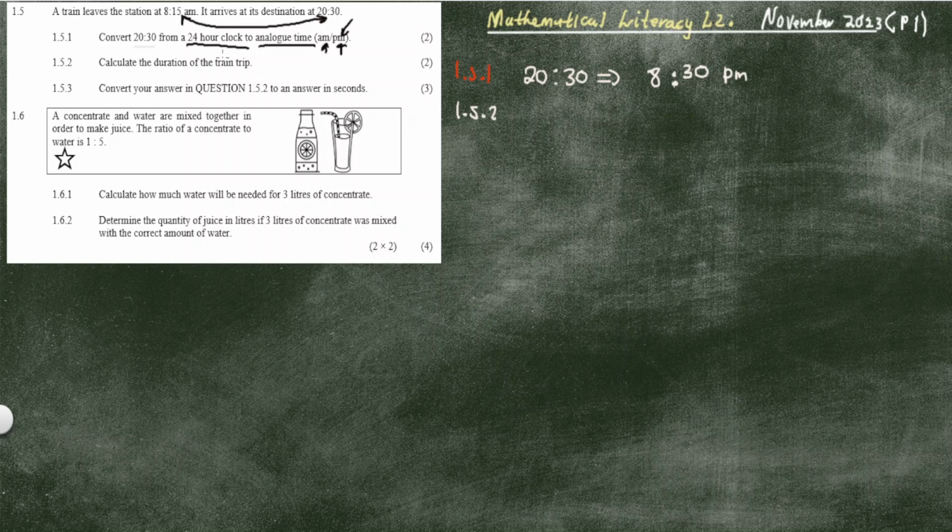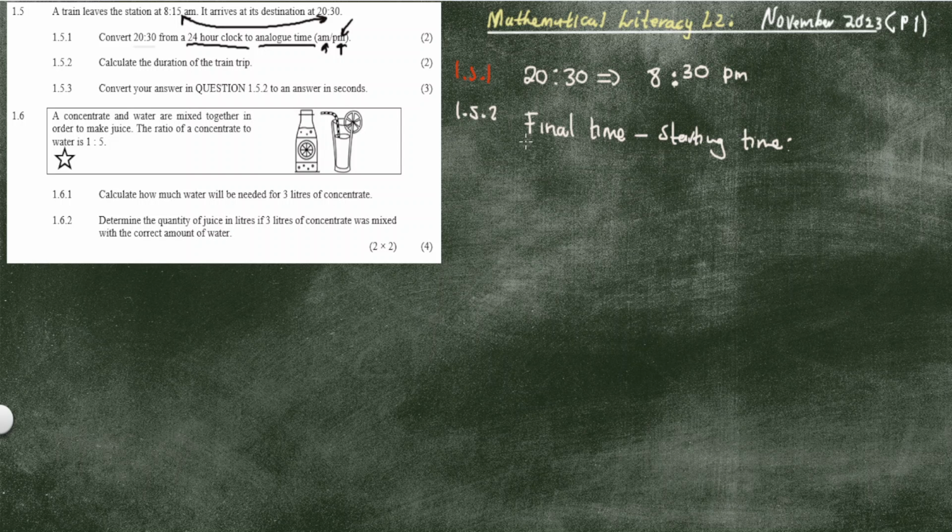1.5.2, calculate the duration of the train trip. So when doing calculations with time, just make sure that you work with the 24-hour clock. So with this one, the train departed what time, or left the station at what time? It left the station at 8:15 a.m. So it's always the final time minus the starting time.